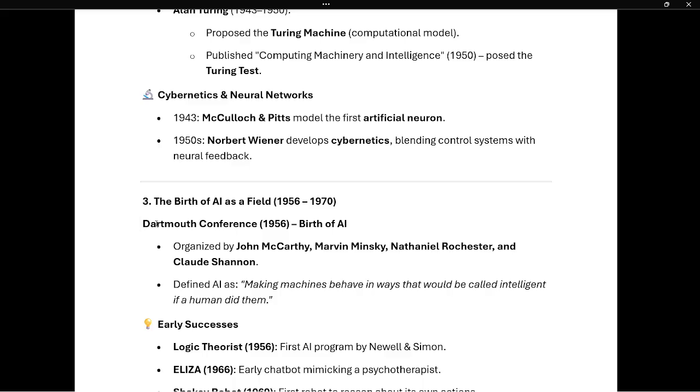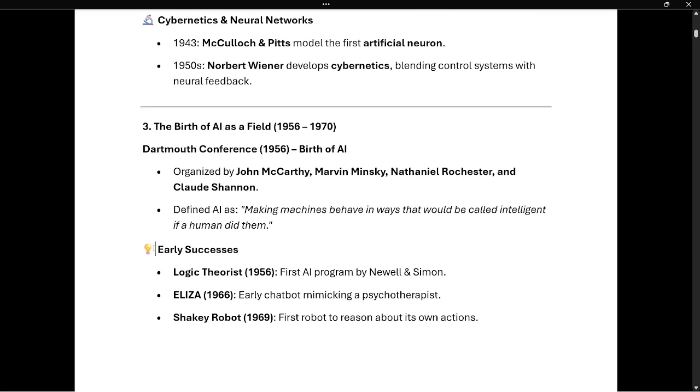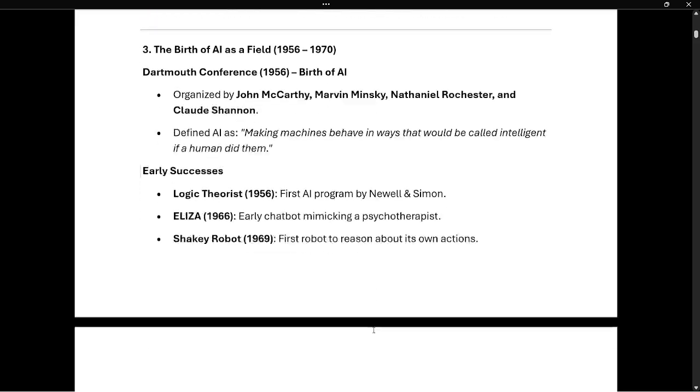So the first era of AI started from 1956 to 1970 with the Dartmouth conference. Early successes: the Logic Theorist, the first AI program, by Newell and Simon. Then ELIZA in 1966, then Shakey the robot, the first robot to reason about its own actions.